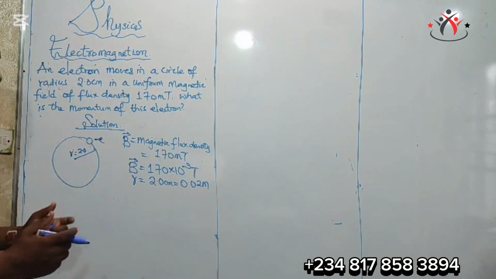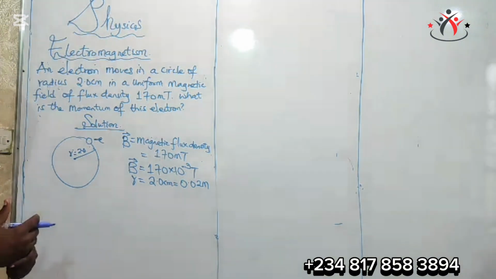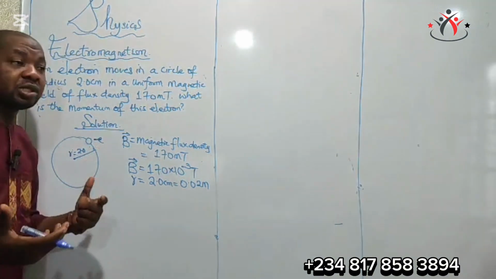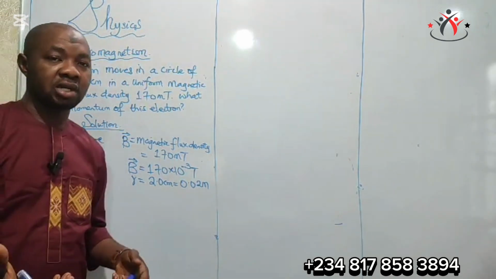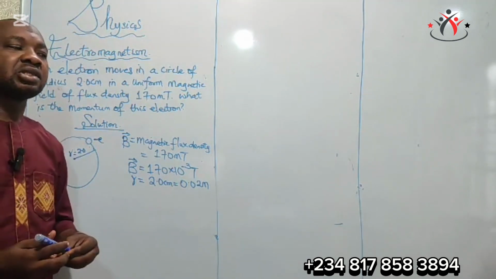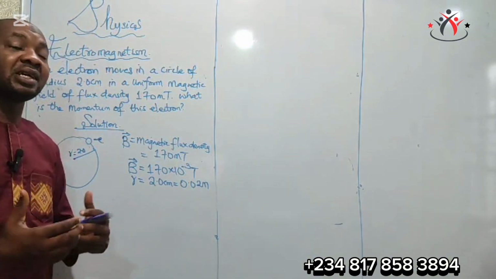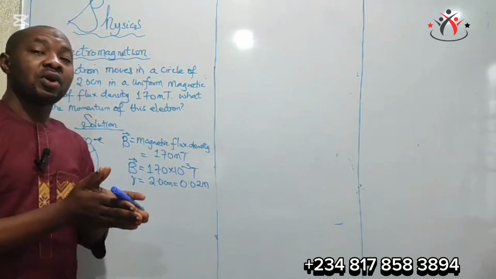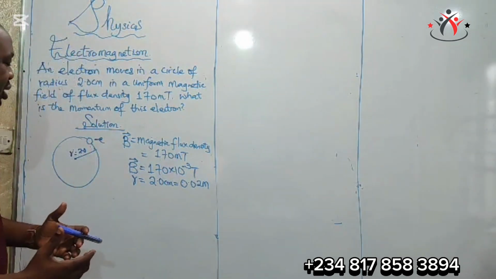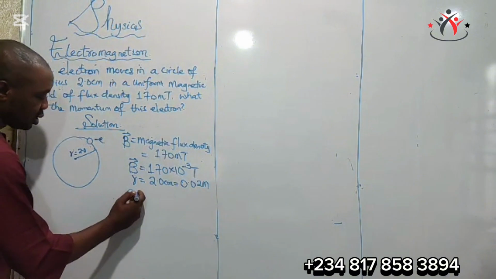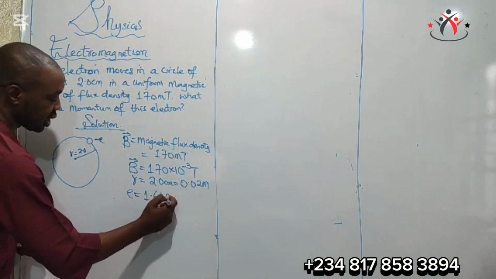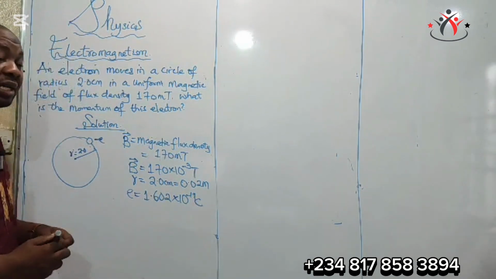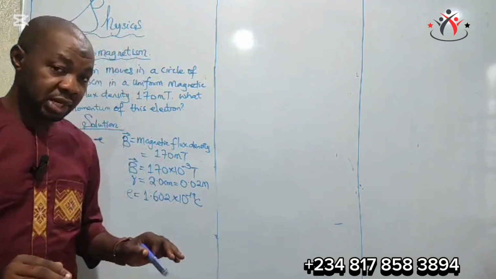Now there are other parameters, apart from these two that we have in the question. Now, the electronic charge, negative charge, you understand? That is the electron, because an electron is a negatively charged particle, and it is a component particle of what we call cathode rays. So it means that the electronic charge, E, will be equal to 1.602 multiplied by 10 to the negative 19 coulomb. That is the magnitude of the electronic charge.